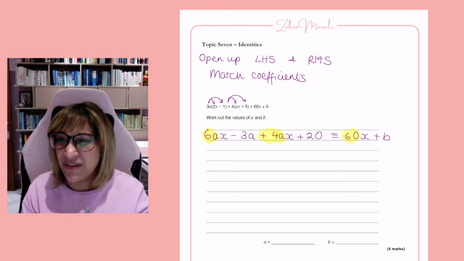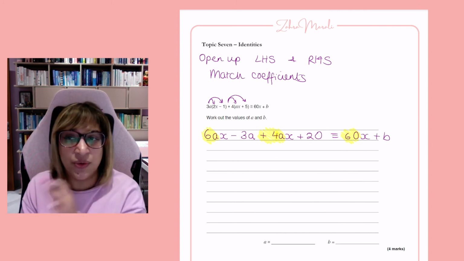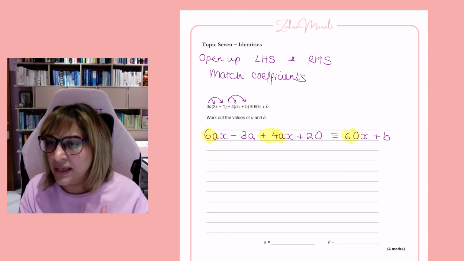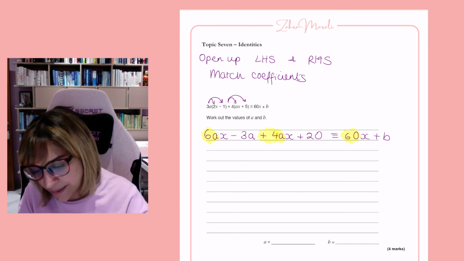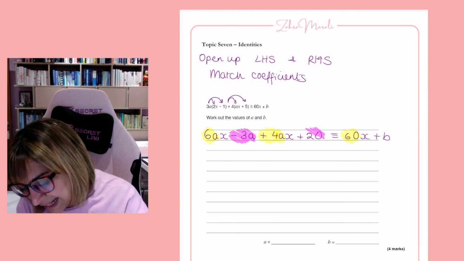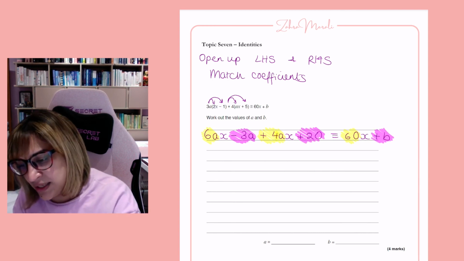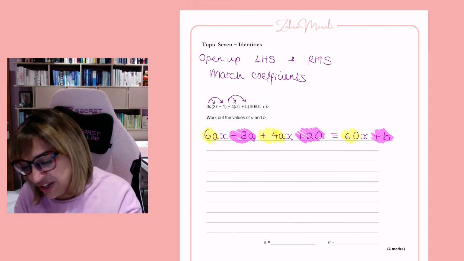Then I'm going to take everything that doesn't have an x. Remember, a is just like a value. That's not an x or an x squared or anything we need to worry about. So we take minus 3a, we're adding 20, and we've got b. Right, so now let's write all the bits that we had in yellow together.